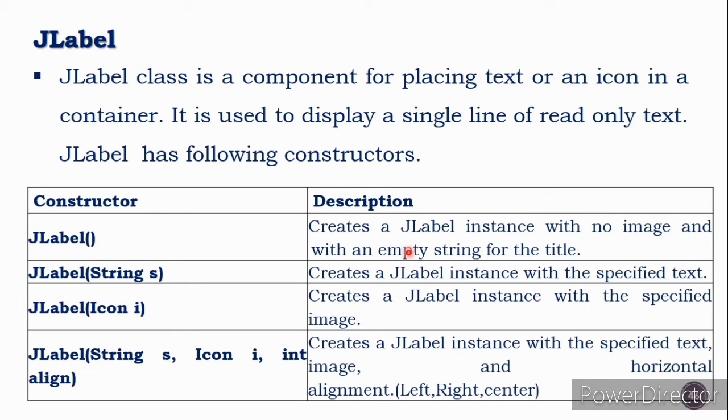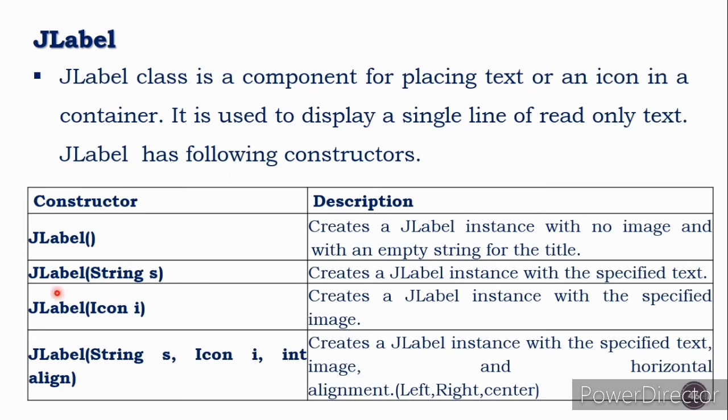It will create a JLabel instance with no image and with an empty string for the title. It will not display any message on the GUI application. This is just a blank label it will create. Next, JLabel(String s). It creates the JLabel with the specified text. Suppose I am passing "hello", it will display hello on the GUI application.